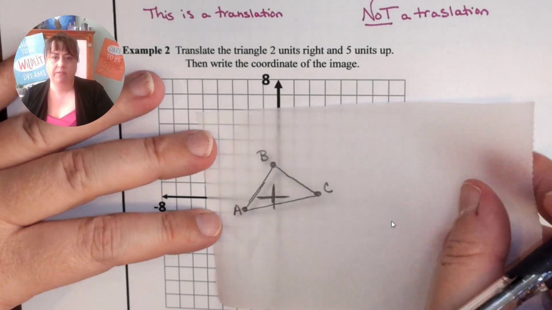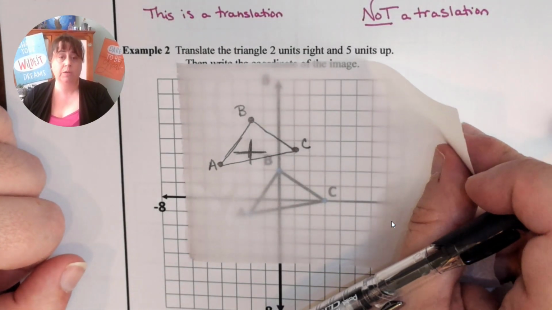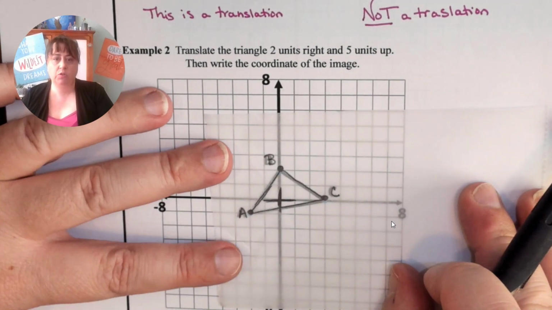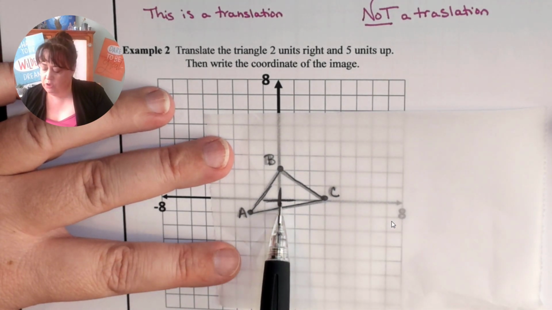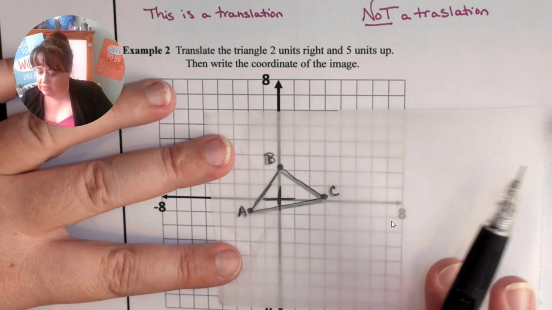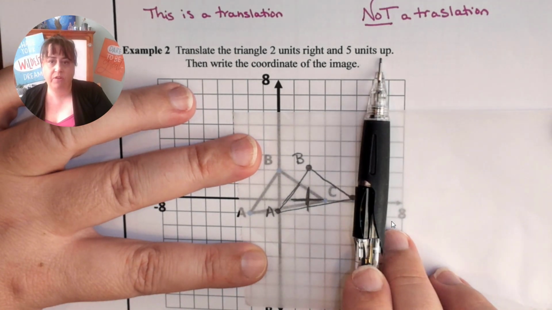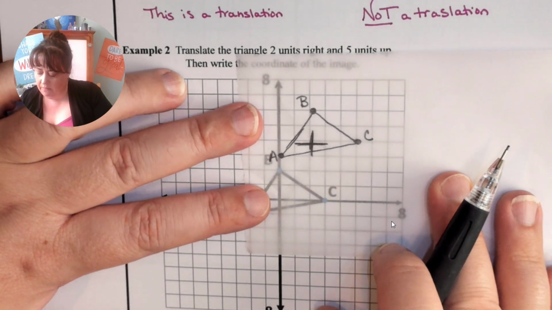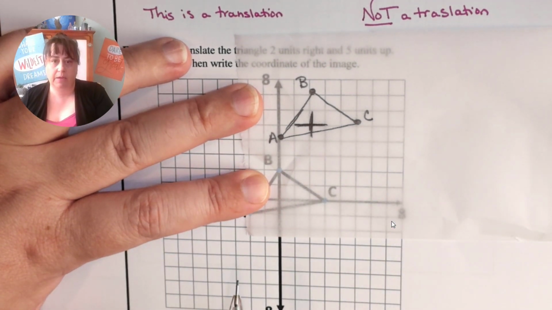And so you can see now when I lift it up, I have my image. So now I can take this image anywhere I want, and it's still going to be congruent. But we're going to follow the directions that it says. So it says to move it 2 units right and 5 units up. So I'm going to go 2 units right, and I'm going to use this right here to help me. So move it 2 units right. So there's 1, and there's 2, and then 5 units up. So 1, 2, 3, 4, 5. And that there is my new image.